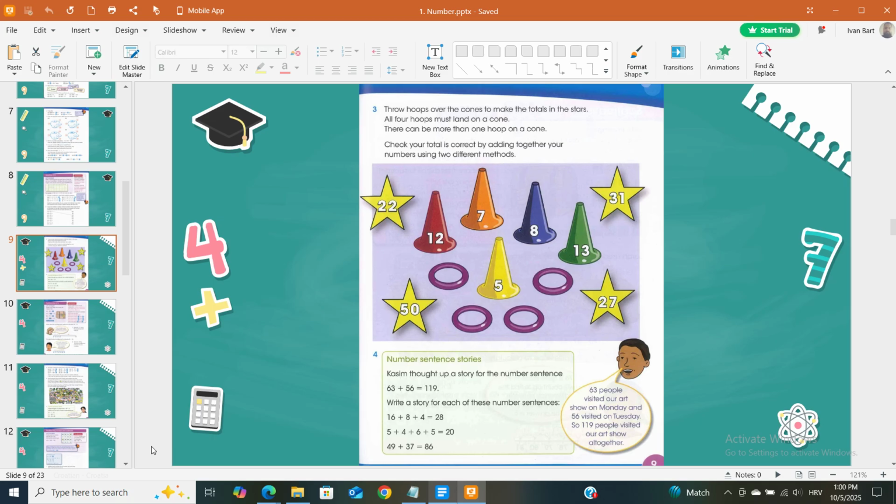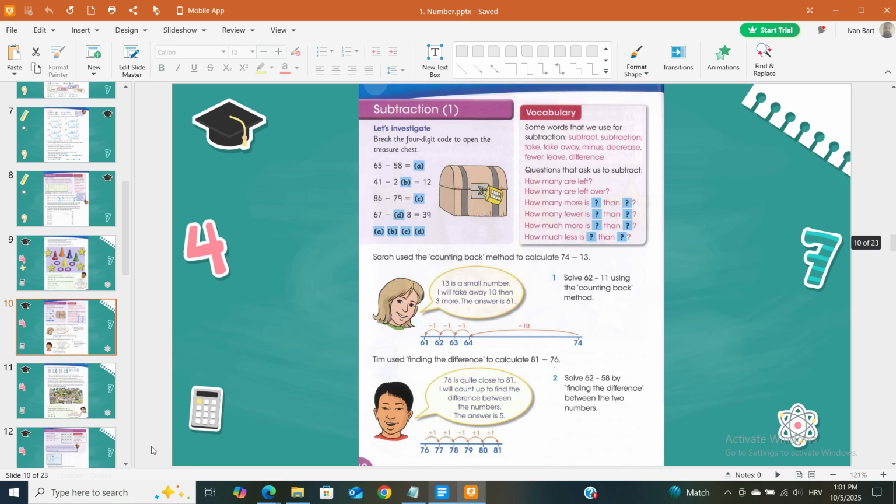Subtraction. 1. Let's investigate. Break the 4-digit code to open the treasure chest. 6,558. 412. 12. 8,679. Vocabulary.